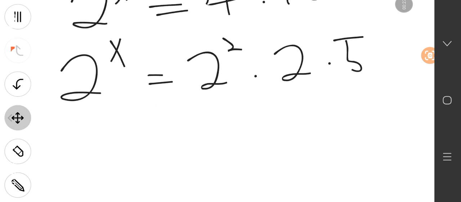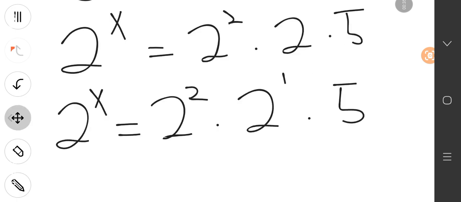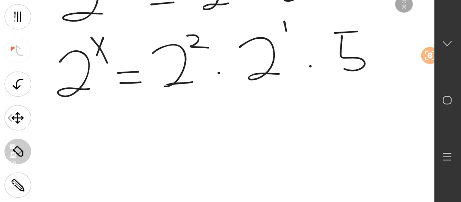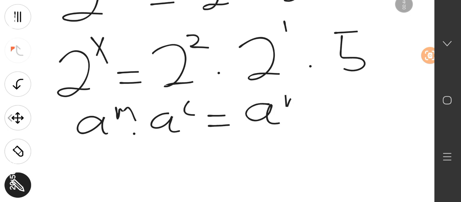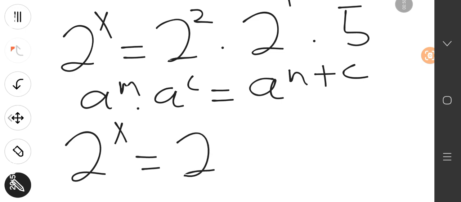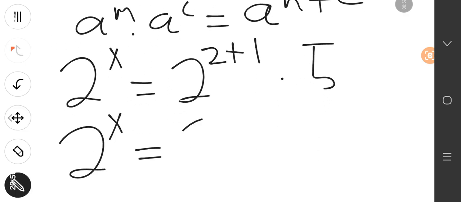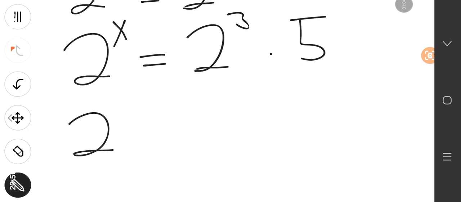So we are going to have 2^x = 2^2, and 2 is the same as 2^1, times 5. Let's apply the first law of indices here: a^m times a^c gives us a^(m+c). So we're going to have 2^x = 2^(2+1) times 5. This gives 2^x = 2^3 times 5.